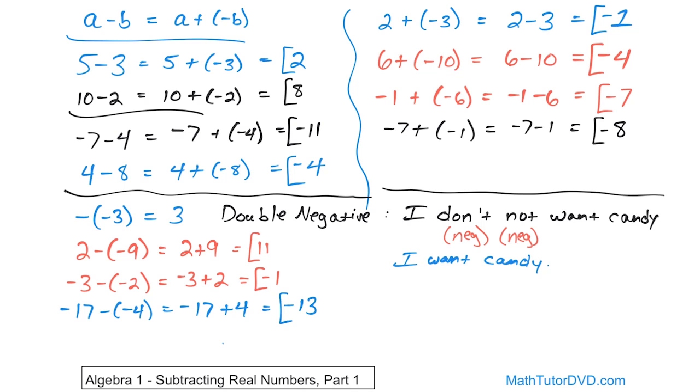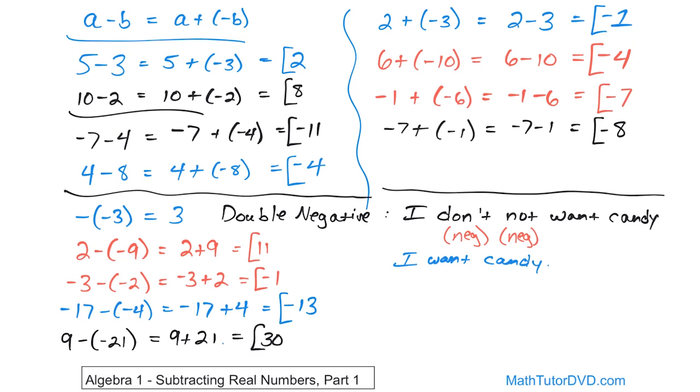And here's our final problem of this lesson. What if you have 9 minus -21? The two negatives sitting right next to each other just make a positive. 9 plus 21, and of course 9 plus 21 is 30. And that's the answer to that question.